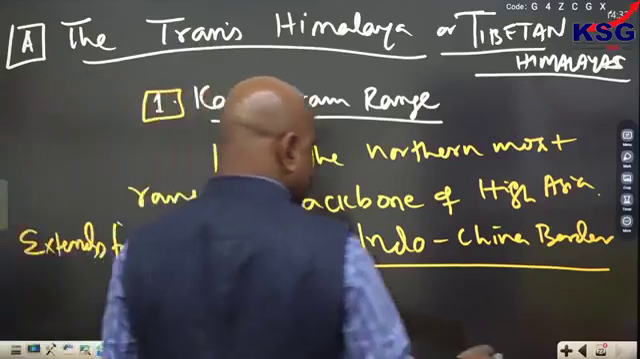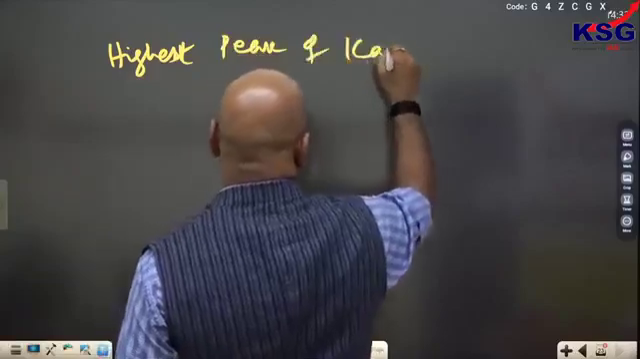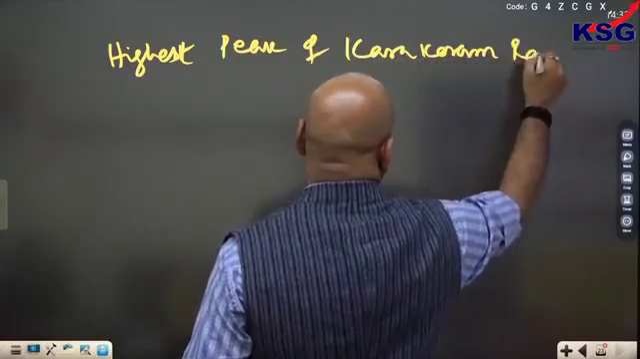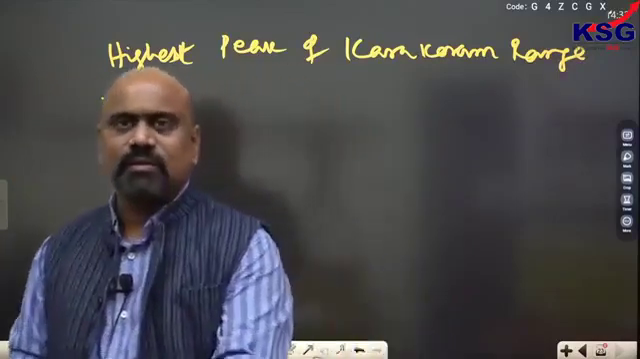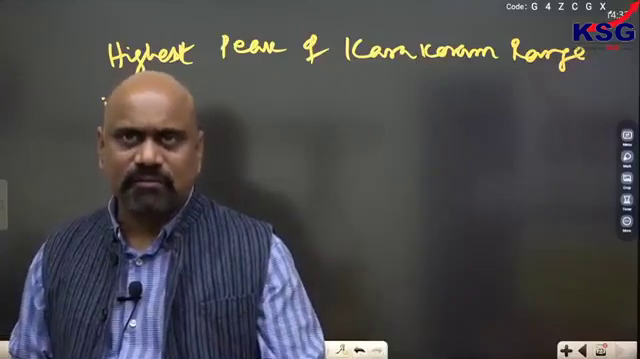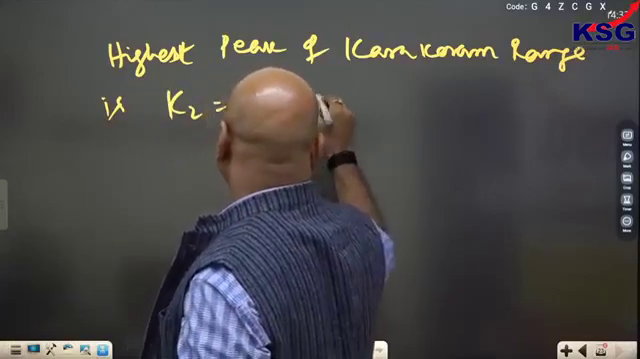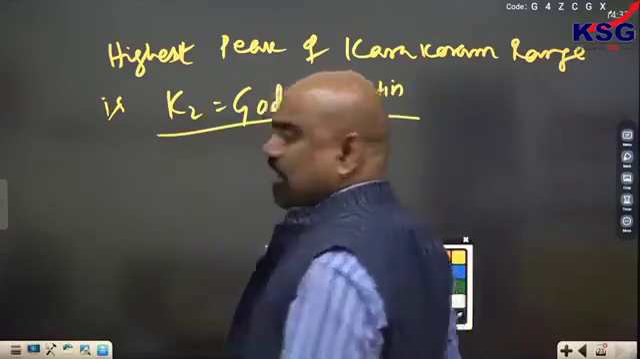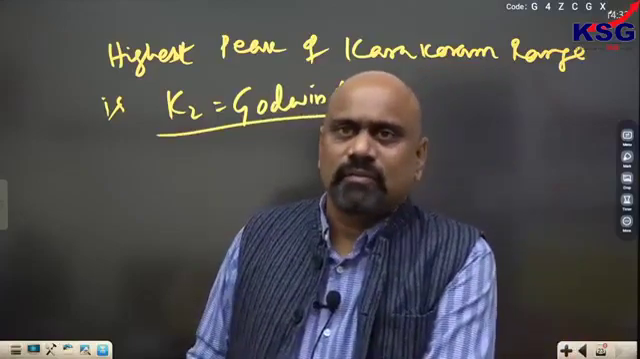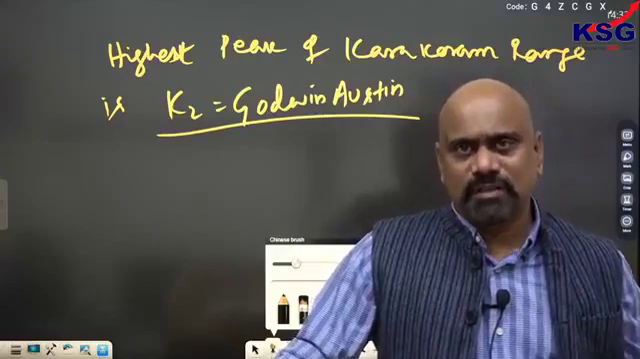Okay, highest peak. Can you tell me what is the name of the highest peak of Karakoram range? What is that? Highest peak of Karakoram range is anyone? K2 or Godwin Austen. Can you see that? Highest peak of Karakoram is K2 or Godwin Austen. Okay, again I am saying highest peak of Karakoram is K2 or Godwin Austen.